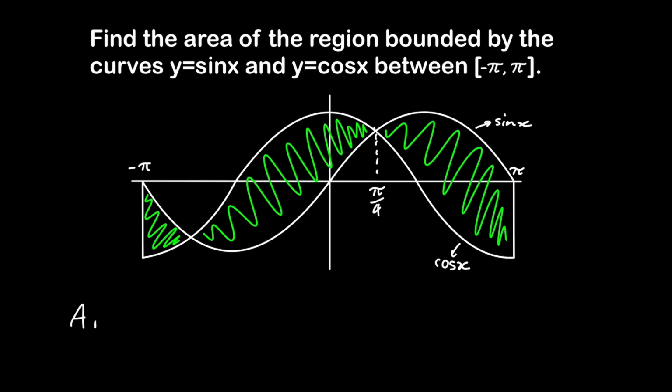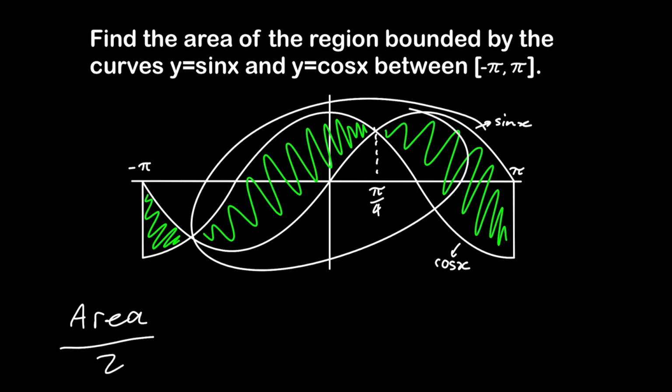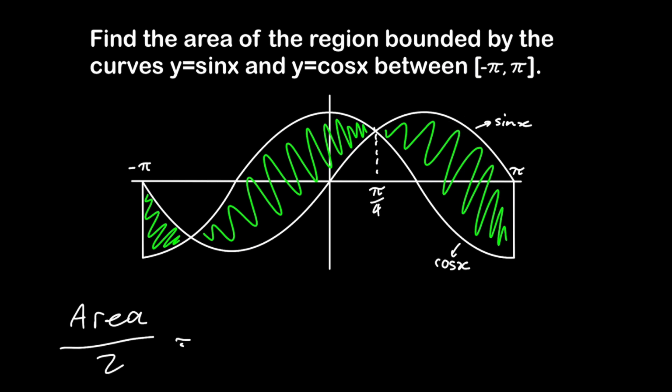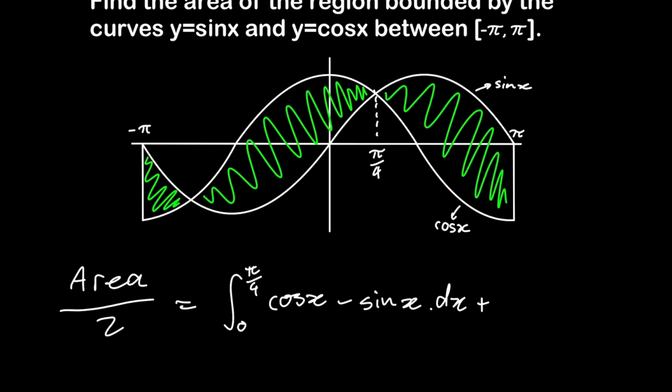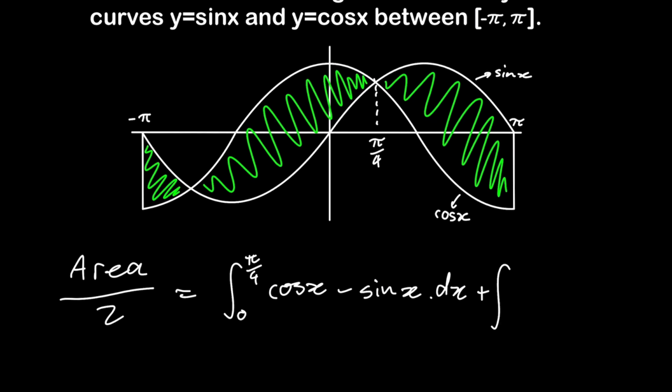Okay, so now we first do our integral from 0 to pi by 4. So our area divided by 2, because we're only doing half the area, is equal to the integral from 0 to pi by 4 of now the graph that's above, which is cosine of x, subtracted by the graph which is below, which is sine of x, and that's added to the integral from pi by 4 to pi.